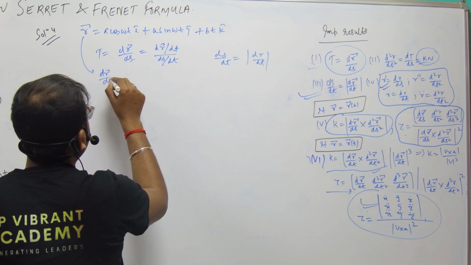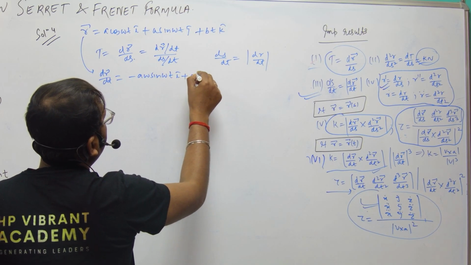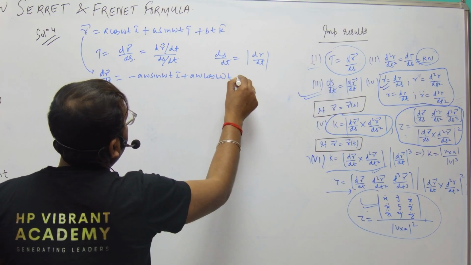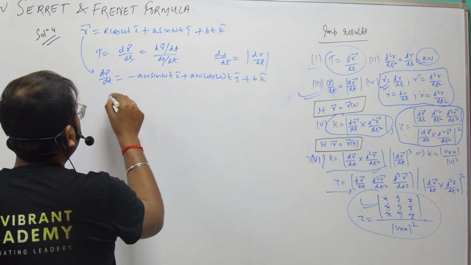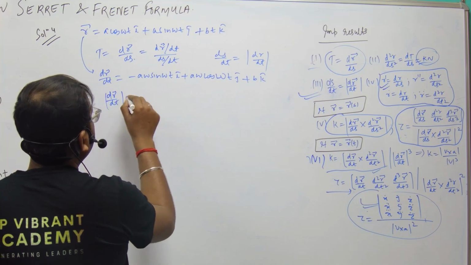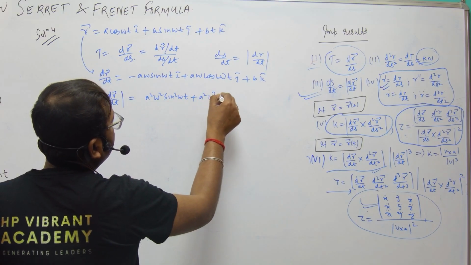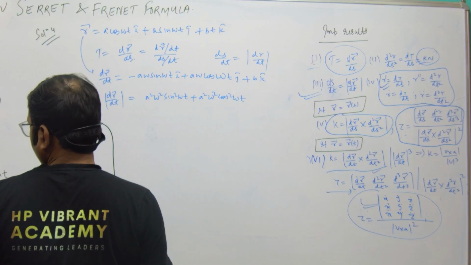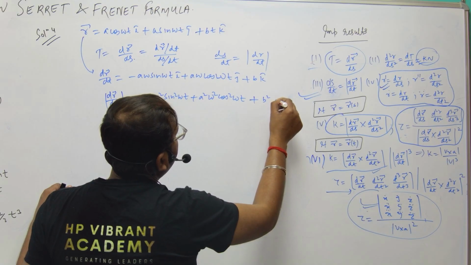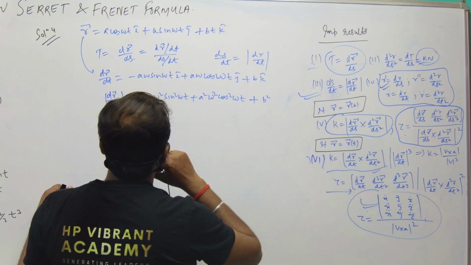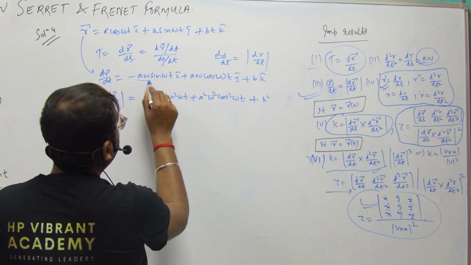dr/dt is minus a omega sin omega t, plus a omega cos omega t. Now the modulus of dr/dt is the square root of a square omega square sin square omega t plus a square omega square cos square omega t.